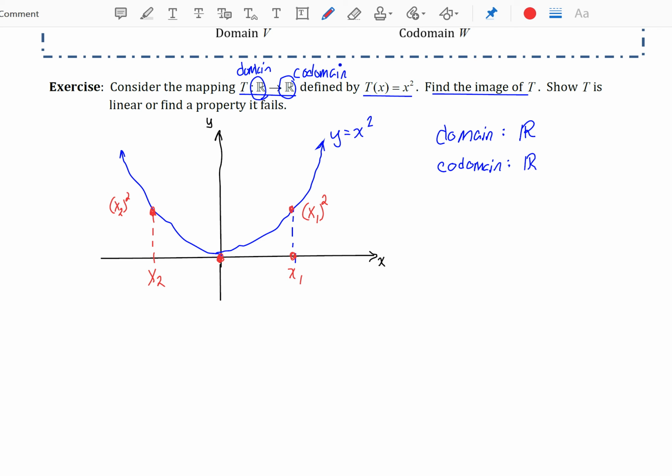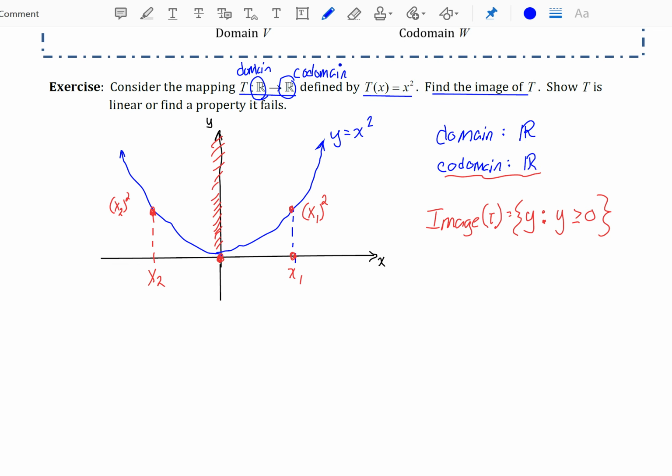So notice that when we square a number, we always get back a number that's non-negative. The numbers we get back always live on the positive y-axis. This allows me to say that our image of T is the set of y values such that y is always greater than or equal to 0. Notice that the image is not all of your codomain. It's not all real numbers. It's only the positive real numbers, or non-negative real numbers. Okay, so that's the image.